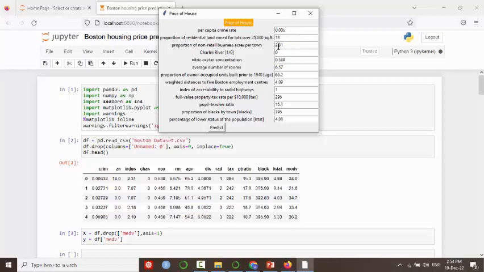And finally, if I hit the predict button, then this app predicts that the value of this particular house would be $25,000.